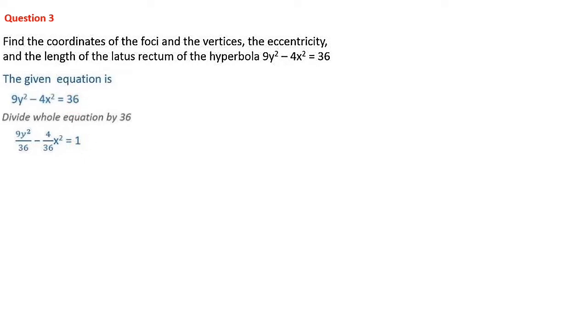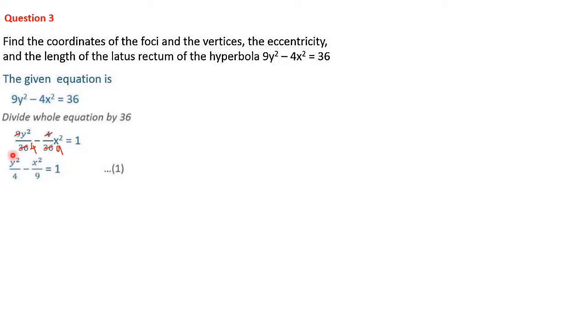Now we can cancel 9 and 36. When we cancel we will have 4 here in the denominator. Then 4 and 36 when we cancel we will have 9 in the denominator. Now the equation becomes y square by 4 minus x square by 9 equal to 1.